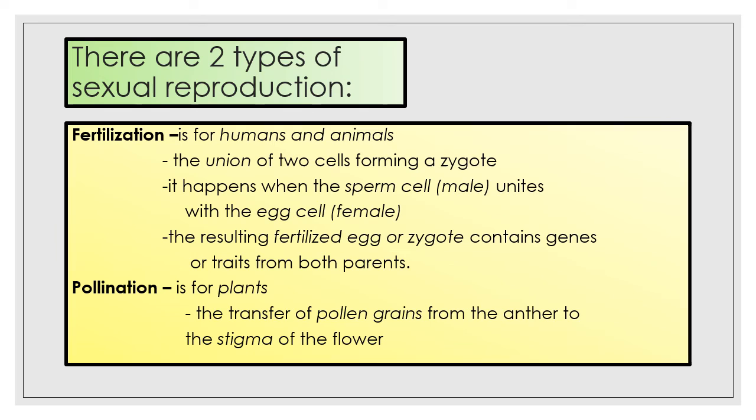Pollination is for plants only. It is the transfer of pollen grains from the anther to the stigma of the flower.